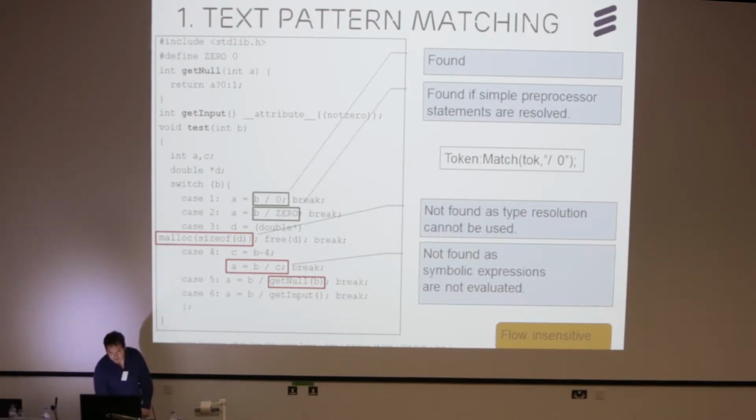The first test, text pattern matching. If you use this technique, then your checker might look like this. You simply search for strings that look like division by 0, so slash space 0. This type of checker can find the first hit, of course, and if the checker framework implements preprocessor macro expansion, then it also can find the second one.